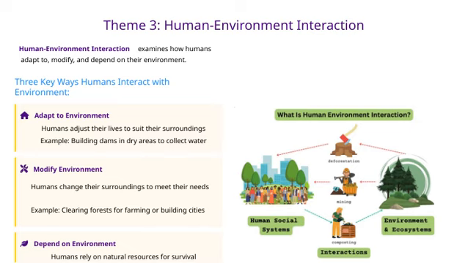And third, we depend on it. We rely on natural resources such as water, soil, and plants for food, shelter, and everyday life. So think about your own community. How have humans modified the environment around you? It's a fascinating way to see how our actions shape the world we live in.